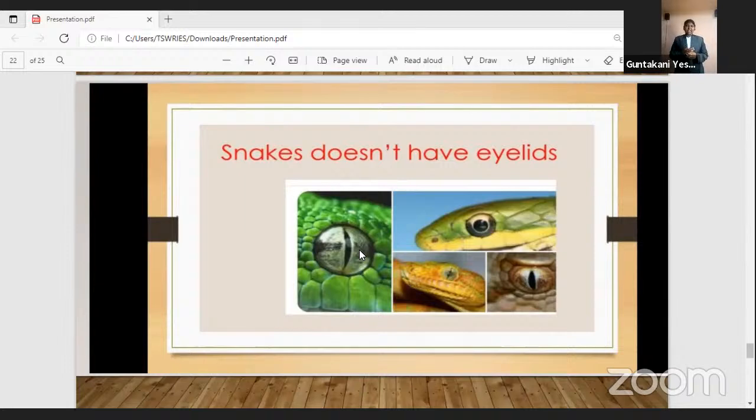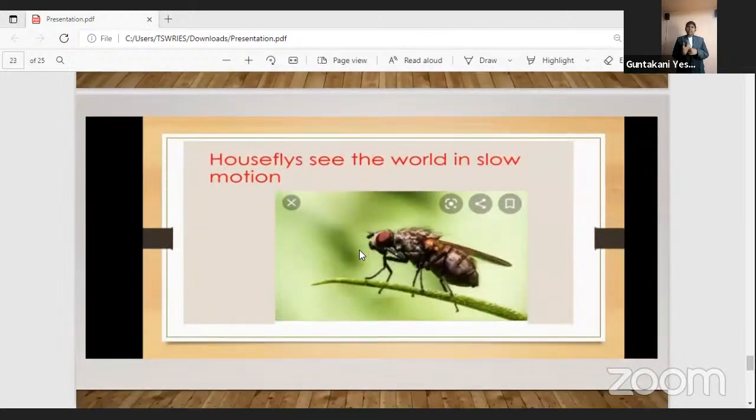And the next thing is, friends, do you know the fly? The house flies fly around us, right? When you try to hit the house fly, what happens? It easily gets away from there. But why can the fly easily escape from us? It's because the fly can see everything in slow motion.